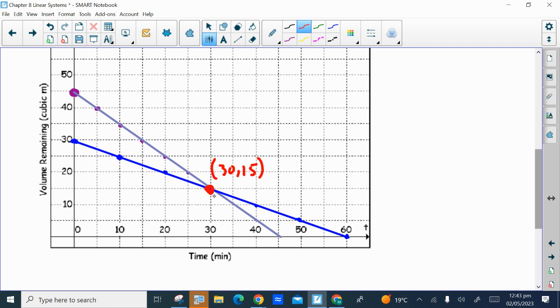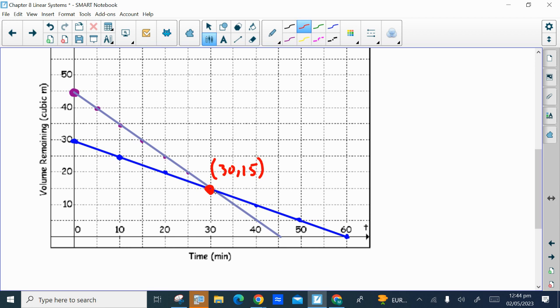And then after that point, the second bin will have less in it because this part of the graph, the line for the second bin, is lower than the line for the 30 cubic meter bin. Okay, so they empty at different rates, so they do intersect. Initially, the first bin has more, but then after they intersect, the second bin has more.